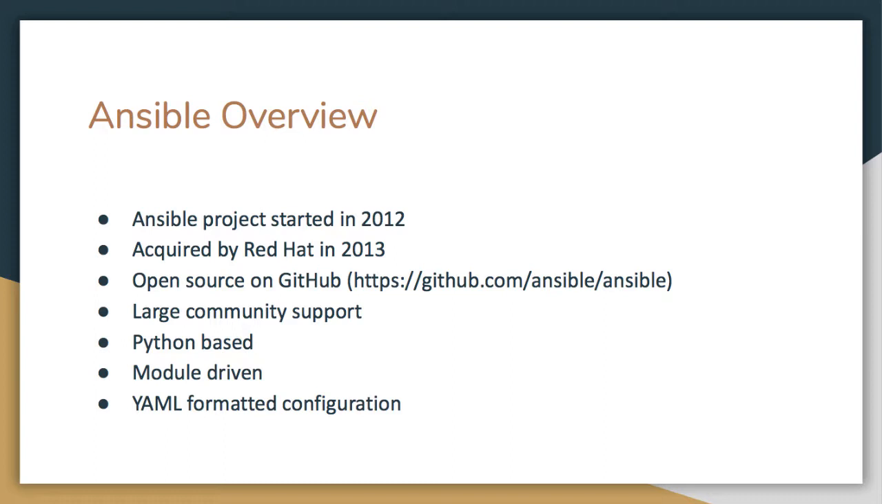So now let's start getting more into Ansible. I'd like to start with a quick Ansible overview of the project. The project was started in 2012 by Michael DeHaan, and Red Hat actually acquired the project in 2013. The project is still open source and can be found on GitHub at the link provided. Although it is owned by Red Hat, there's a very large open source community around this project. It has over 27,000 stars on GitHub, and there's over 3,000 contributors.